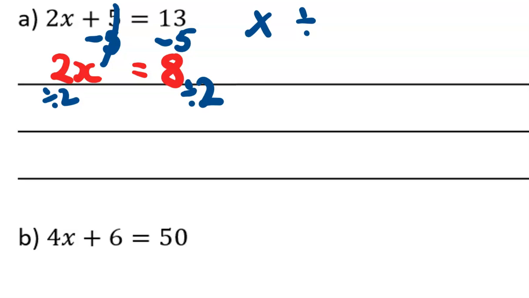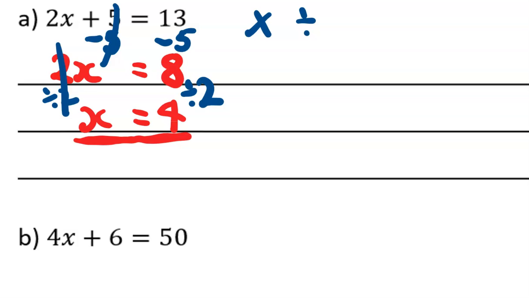So 2 divided by 2 is 1, so they cancel out, and I'm just left with x on this side. I'm just left with x. On the other side, what do I have? Well, I've got 8 divided by 2 is 4. So we get the answer that x is equal to 4. All right. I need you to do your working out the way I've just done it. Write on both sides of your equation what you're doing.